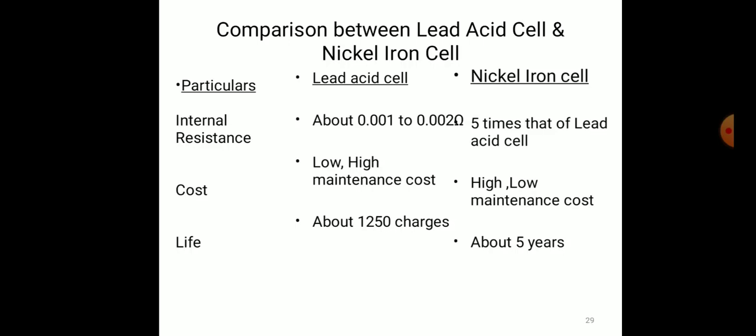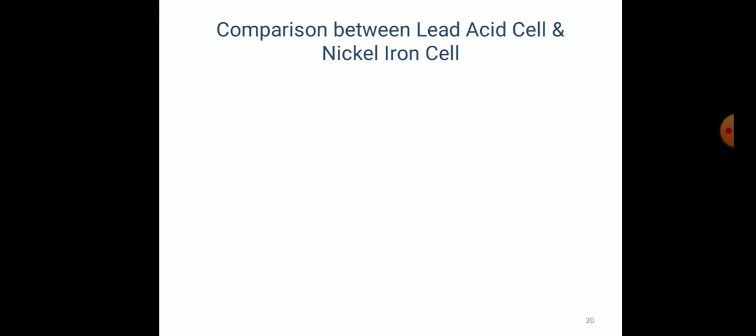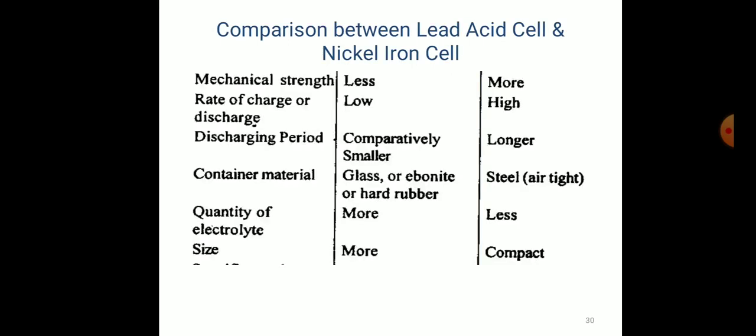The life, how much life does it have? Coming to the lead acid cells, 1250 chargings can be used, but the nickel iron cell has a 5 year life. Again, there are other parameters: mechanical strength, rate of charge or discharge, discharging period, container material, quantity of electrolyte and size. These are the other parameters.